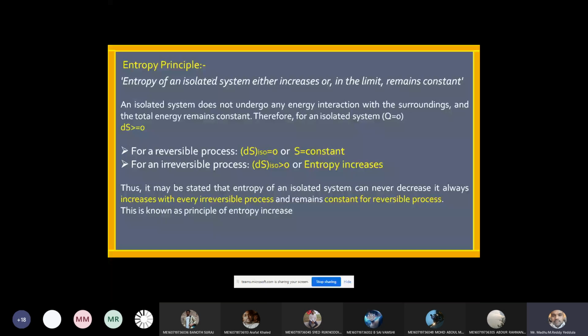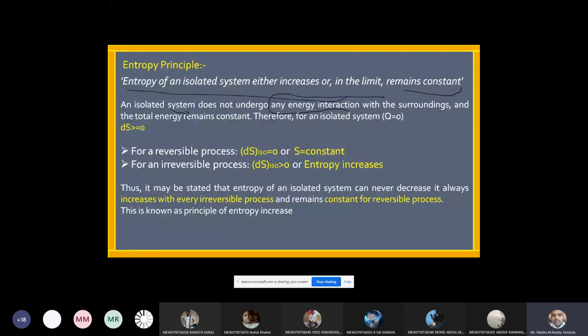Now, the entropy principle. What does the entropy principle state? The entropy of an isolated system either increases or, in the limit, remains constant. An isolated system does not undergo any interaction with the surroundings, and the total energy of an isolated system remains constant. So for an isolated system, q is equal to 0 because it is isolated.